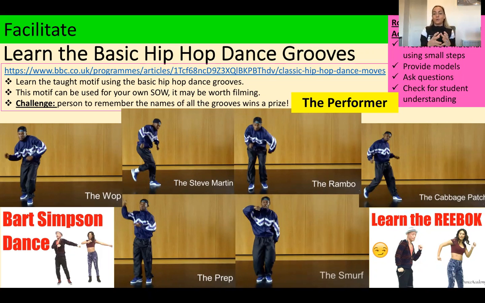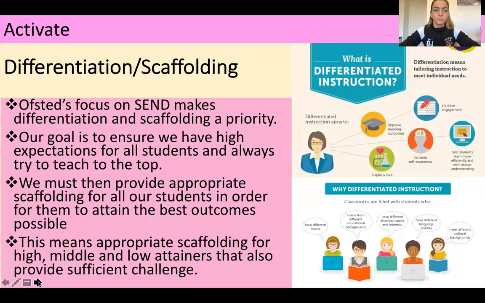Okay, so what you can do when you watch this clip is you can start to learn them and put them in a sequence that you will then be able to teach your own students. So the Rosenshine principles that are addressed through this are presenting new material using small steps, providing models, because you might want to show them clips of these grooves, and also you will be modeling the motif that you teach them, asking questions and checking for understanding, which you'll do naturally when you start to teach them the movement.